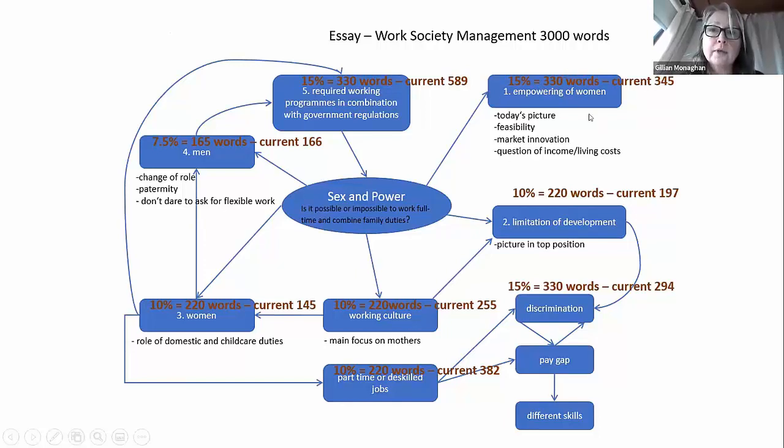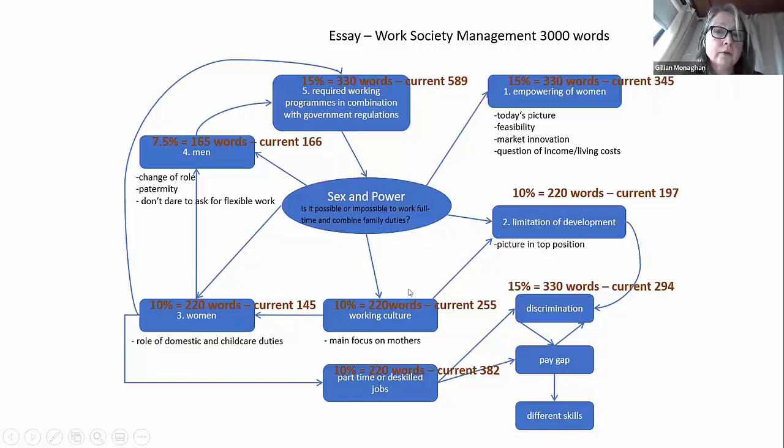Okay, what's today's picture in terms of empowering women, feasibility, market innovation, the question of income and living costs? What are the limitations of this development? Discrimination, pay gap, different skills, part-time or de-skilled jobs. Who's more likely to be working part-time and in de-skilled jobs, men or women? Who's more likely to be doing domestic and childcare duties?